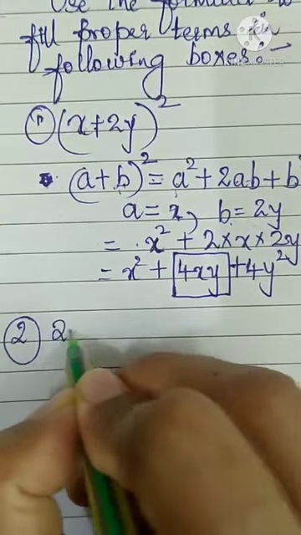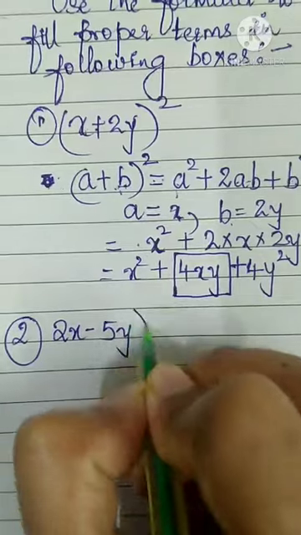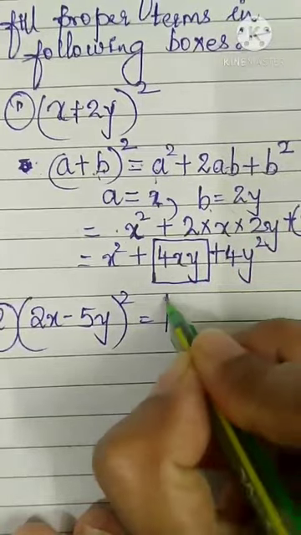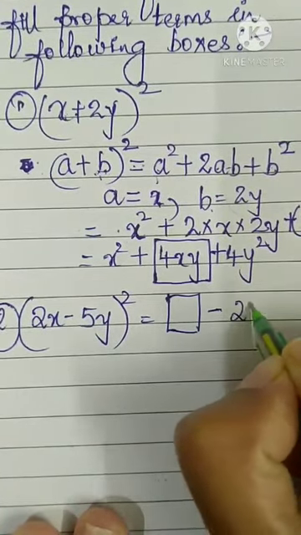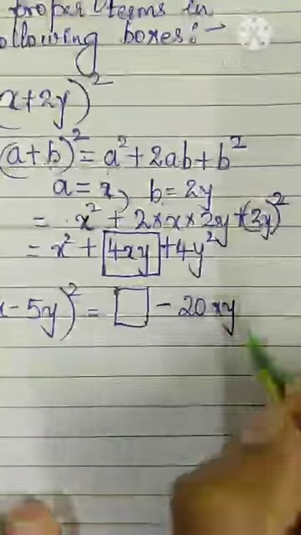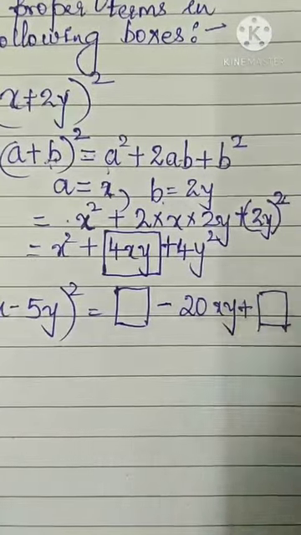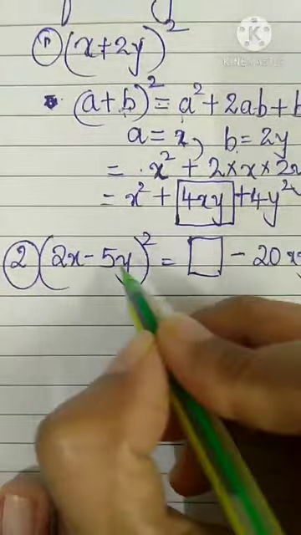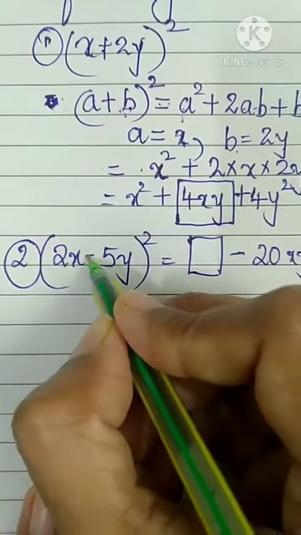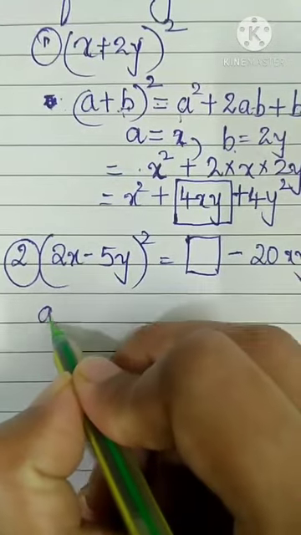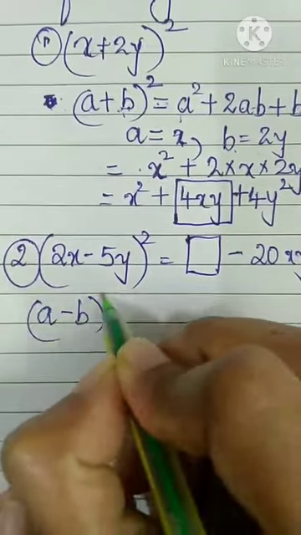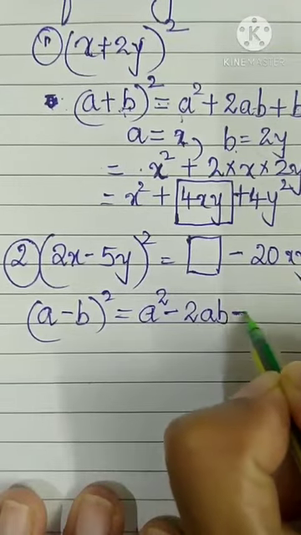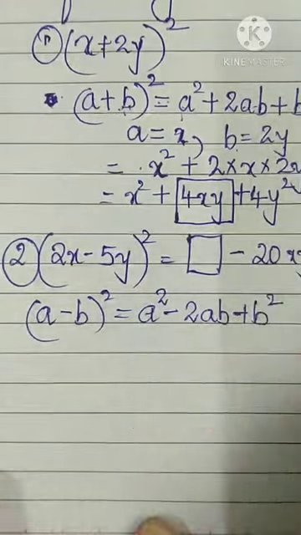The second sum, 2x minus 5y the whole square, will be box, they have given, minus 20xy plus box. To find out what will come in this box, we will use the formula. We will expand and then we will write the answer. As you can see here, between two terms you have a minus sign and the whole square. So the formula that we are going to use is a minus b the whole square is equal to a square minus 2ab plus b square. Apply it here.